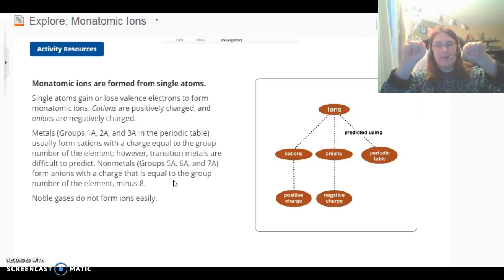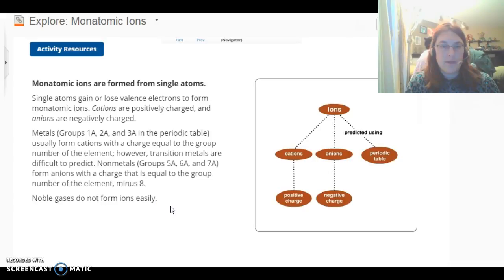Group 7 has how many valence electrons? 7. What is it going to do for a full outer shell? Gain 1 electron. So what's the charge? -1. This is super important. You've got to know if they're gaining or losing, how many, and what the charge is going to be. Noble gases do not form ions easily. Why not? Because they already have a full outer shell.